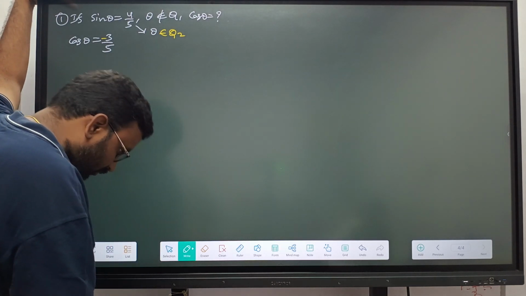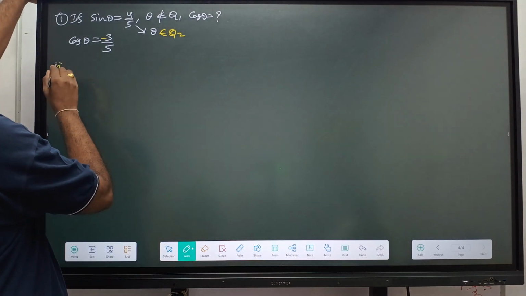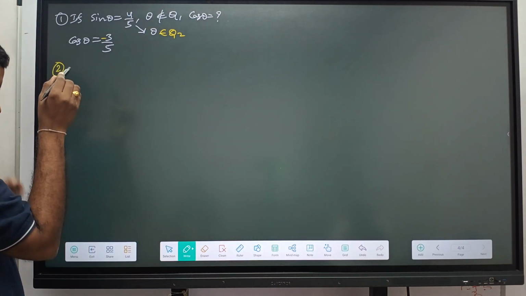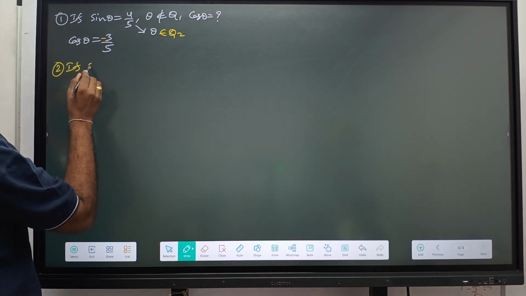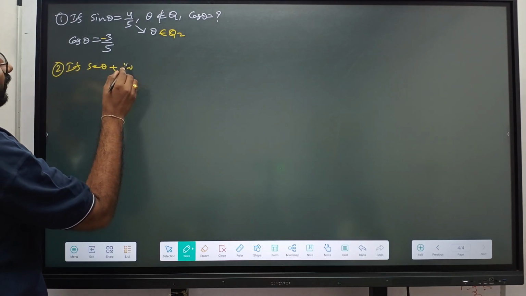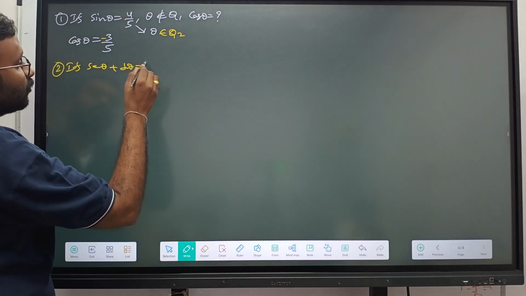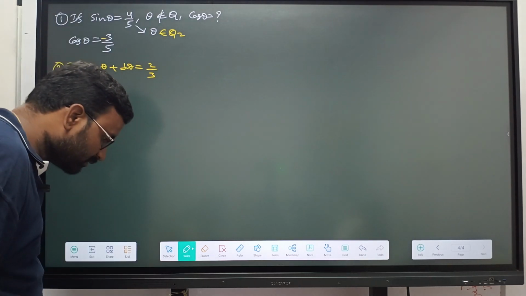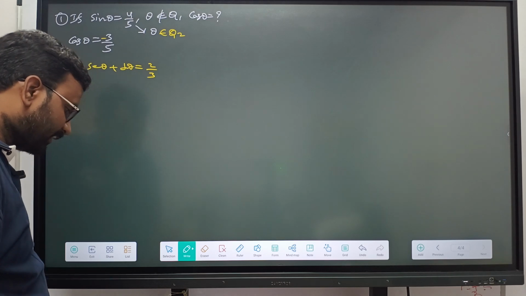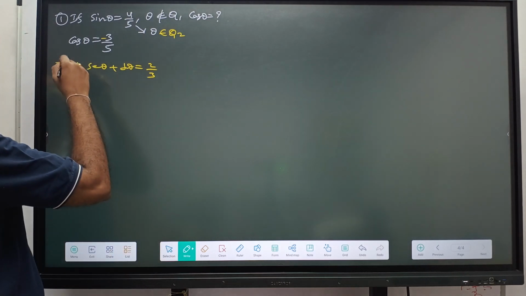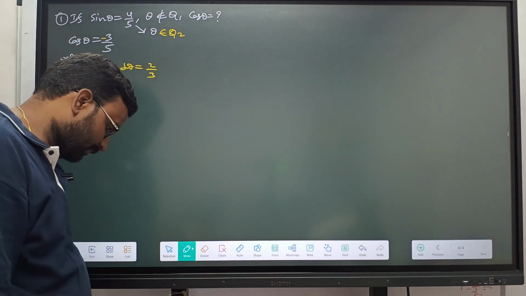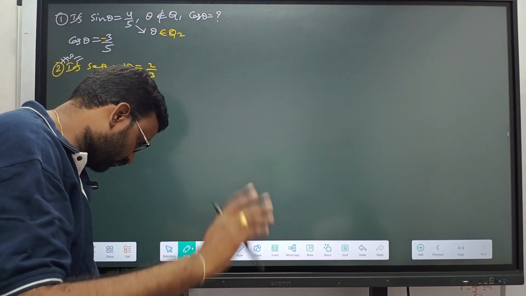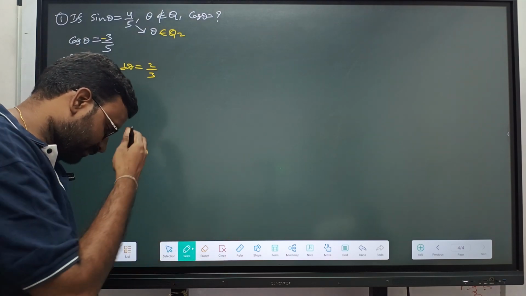Next, come to question number 5. Consider as question number 2. What is the question? If secant theta plus tan theta is equal to 2 by 3, then find sin theta. That is also we can take as easy homework. Easy to solve. There is no trick. And sixth one, take as homework. That's also very, very easy.